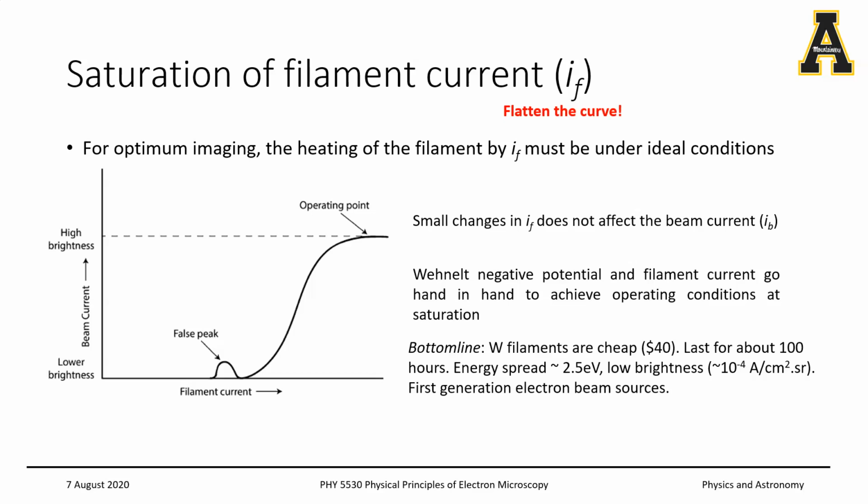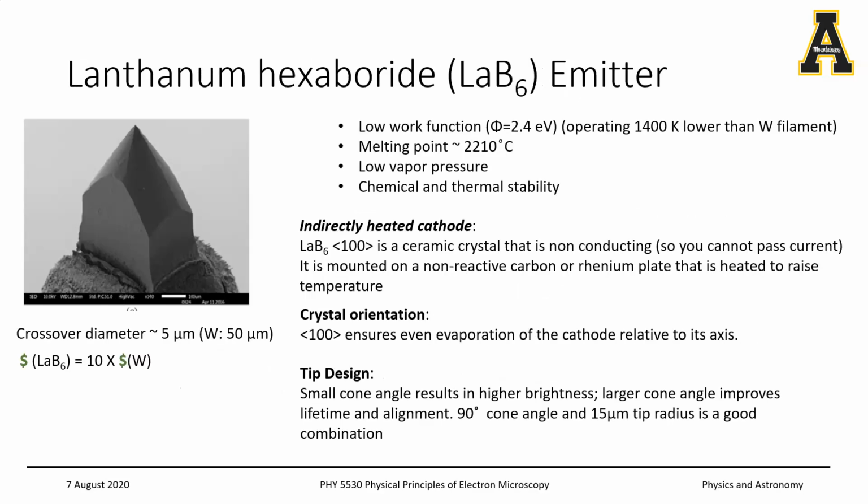So apart from the tungsten filament, we also have the LaB6, which has a similar operation procedure, but there are slight differences, and let's talk about that. So LaB6 is a material which has a lower work function, which immediately tells you you don't need to heat it up to 2500 degrees Celsius that you would do for tungsten, but you can operate at about 1400 Kelvin. They have low vapor pressure similar to tungsten. They have good chemical and thermal stability.